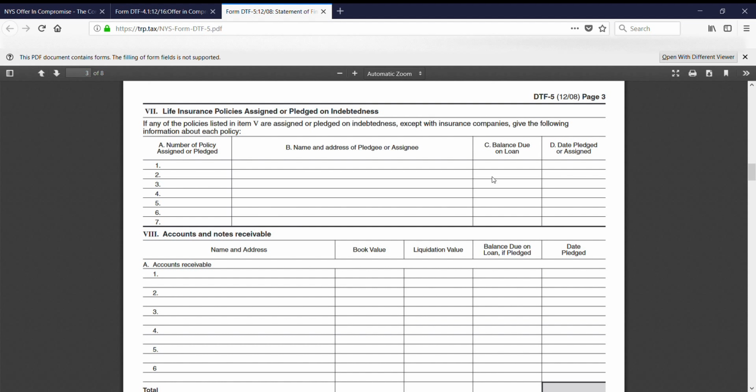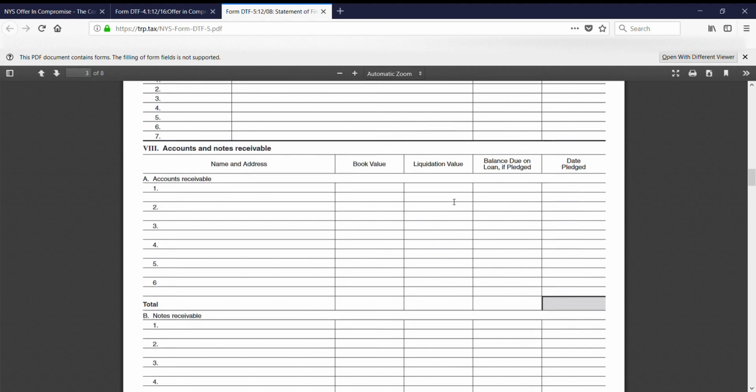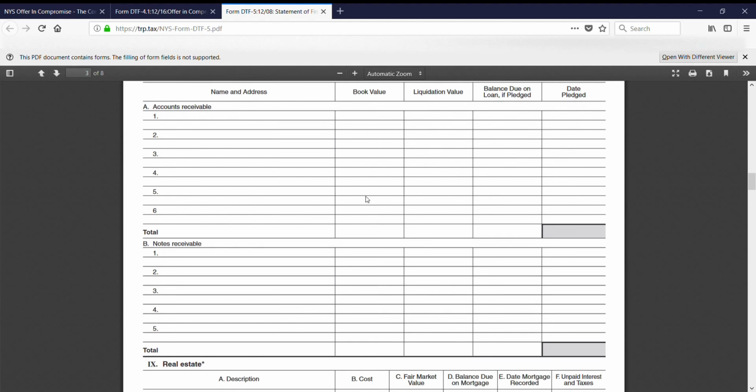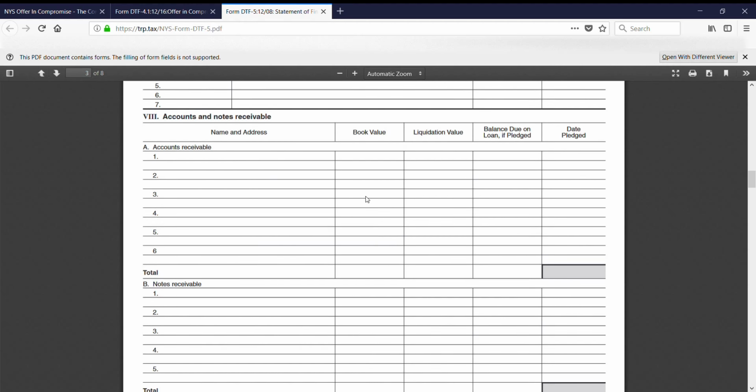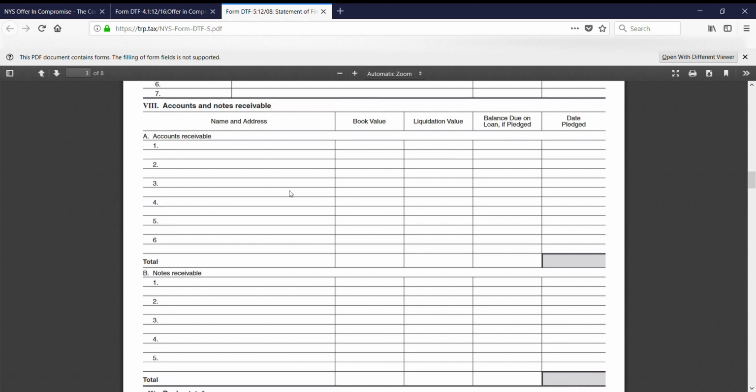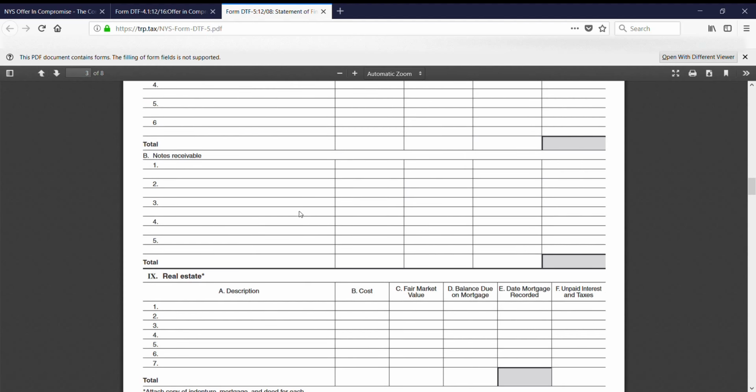Life insurance policies that have a loan against them, essentially, is this section 7 here. Most people aren't going to have that, probably going to skip this, but if you do, make sure you fill that out properly. Accounts and notes receivable, anybody who owes you money, any accounts that are going to get paid soon. This is typically for self-employed people. A lot of businesses don't have any of this. Even if you are self-employed, many businesses do not. So you would just skip this section for most people.